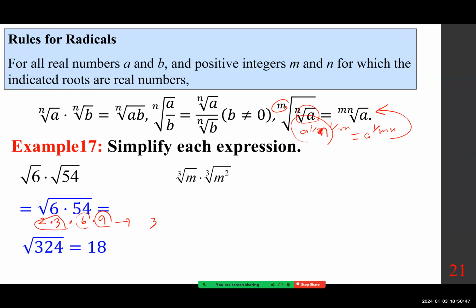This one is the cube root of, remember, the exponent missing is 1, 1 and 2, they result in 3, and an odd index just gives you the same m out. You don't need an absolute value because the index is odd. We separate them into 2, and then you know 64 comes out as 8.